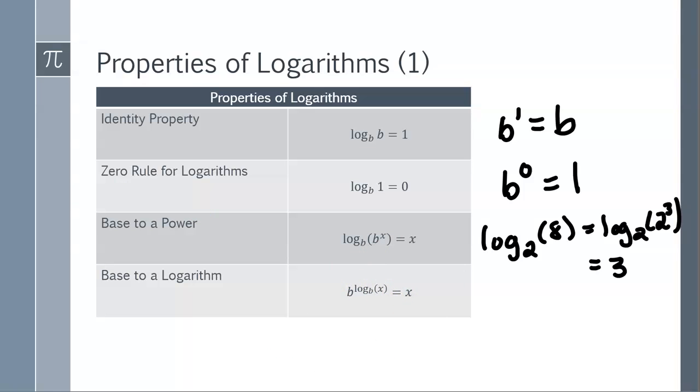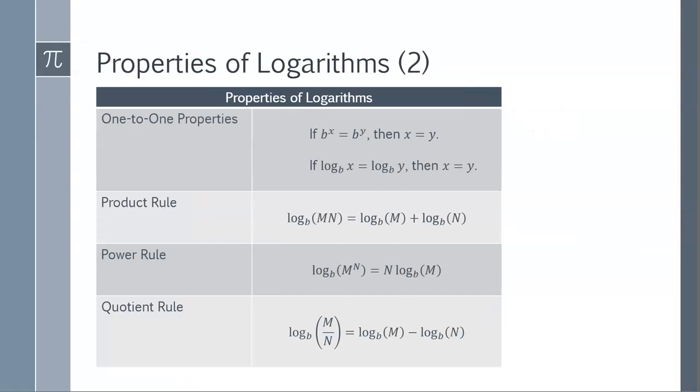From there, we get into more laws than properties. The last property we have is the one-to-one property. Basically, if b to the x equals b to the y, then x has to equal y. Same thing with a logarithm, same base. You're telling me they're both equal, so x has to equal y.